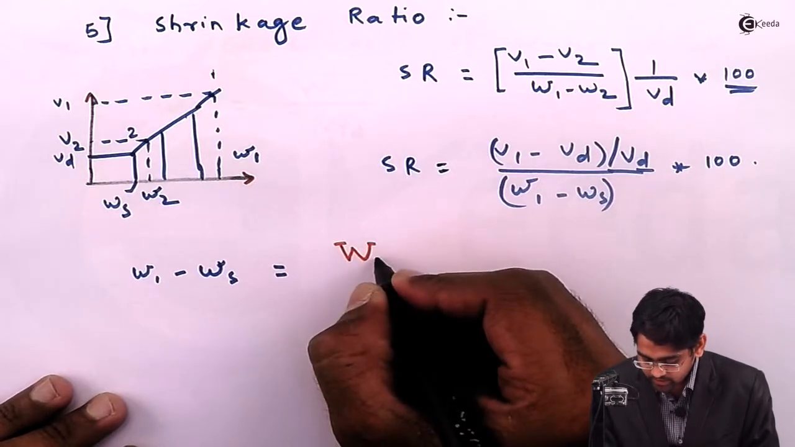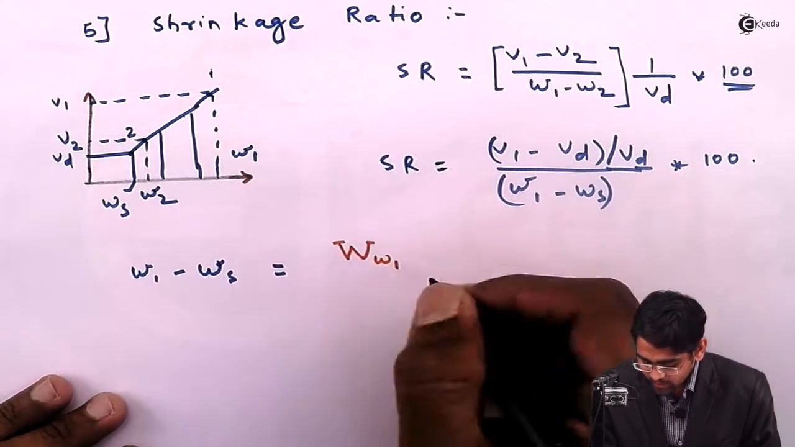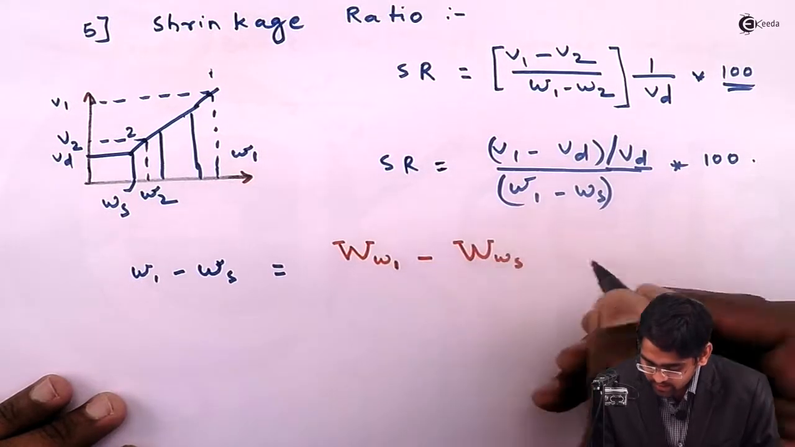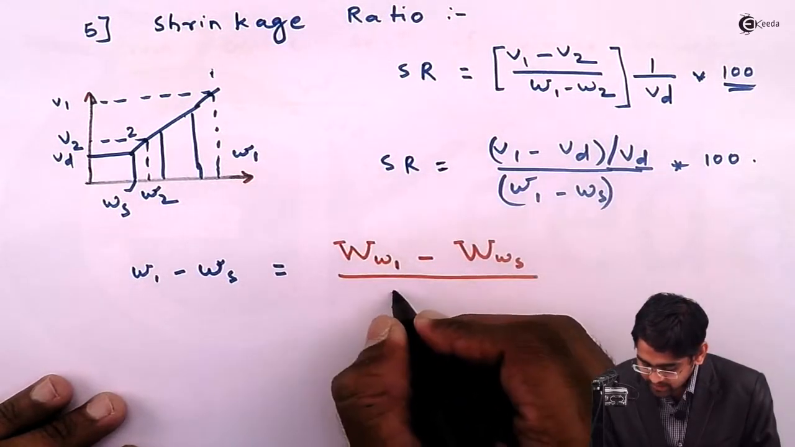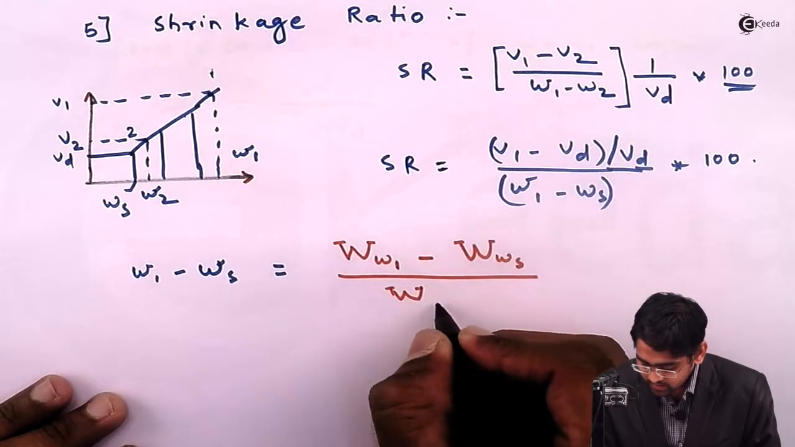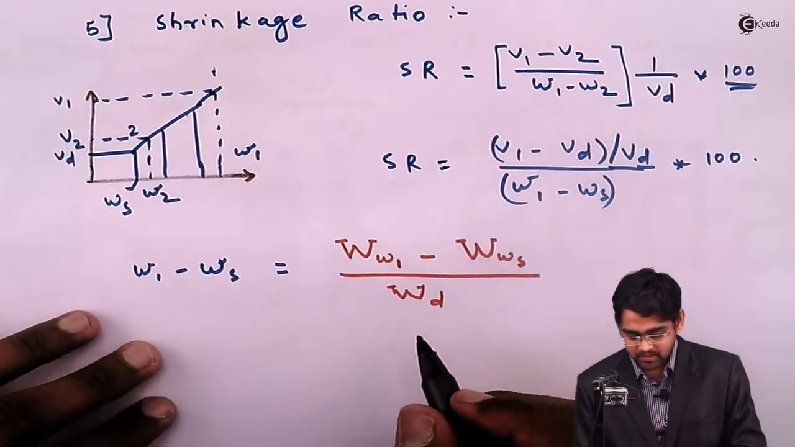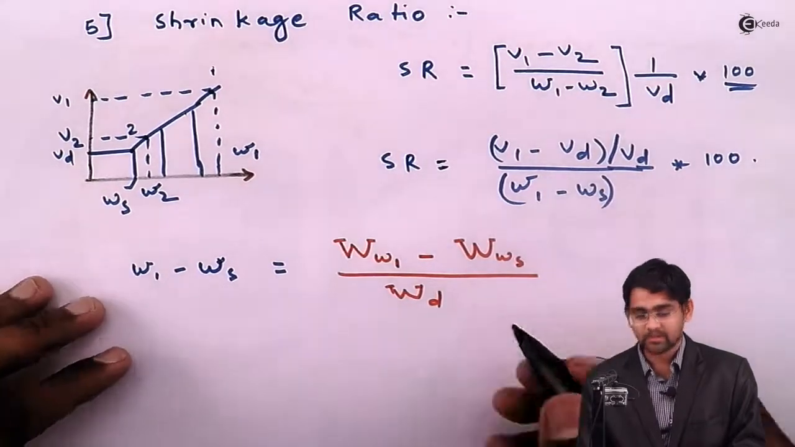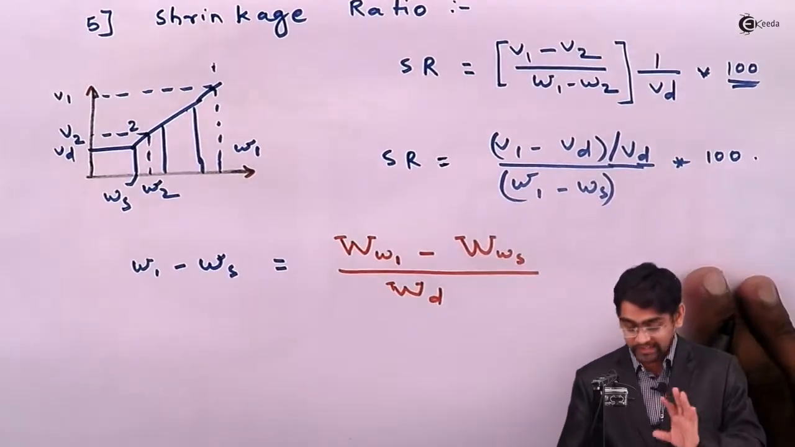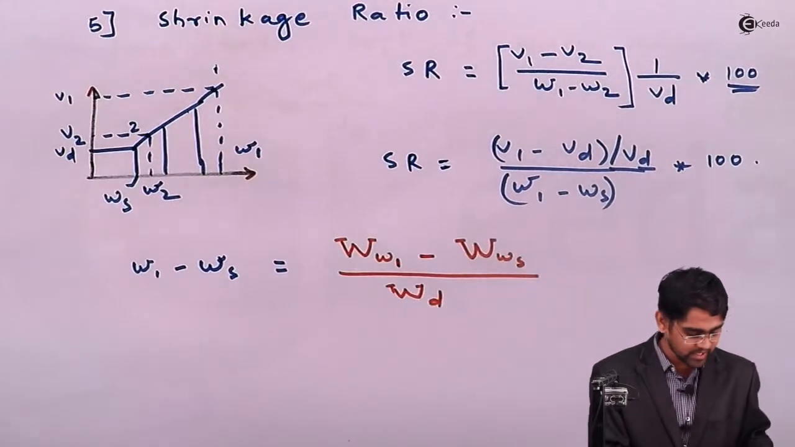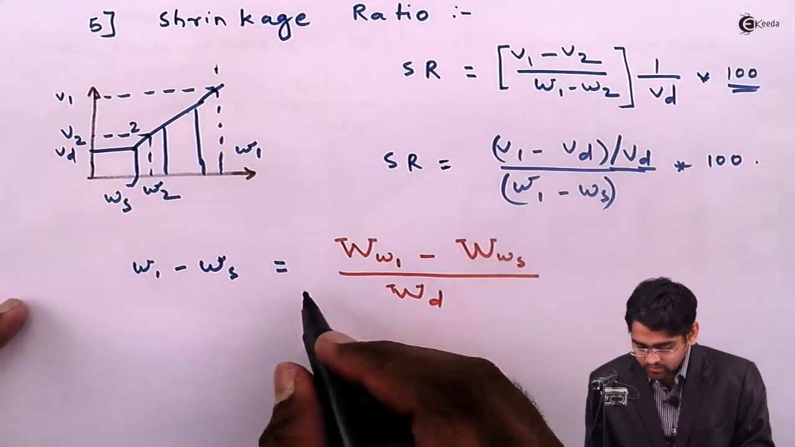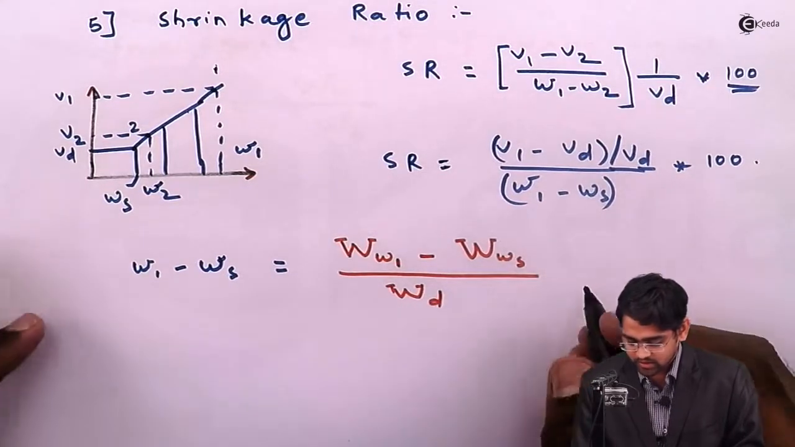that is capital W1 minus capital W at the time of shrinkage limit divided by WD. That means the weight of the soil in dry condition. It is generally the Ws, that means the weight of only soil solids. So WD and Ws are one and the same. That's how this definition goes here.